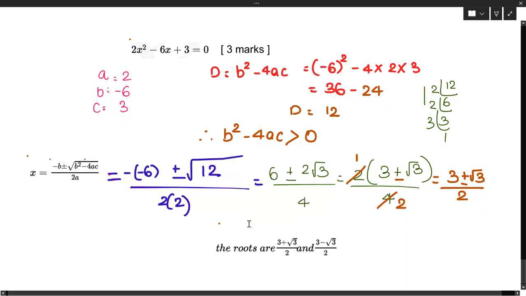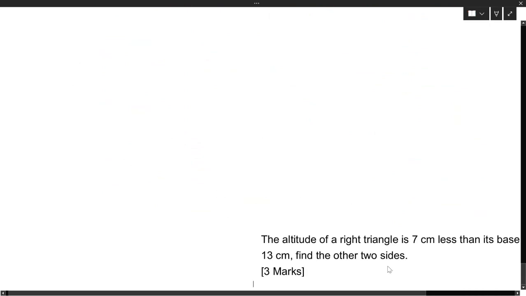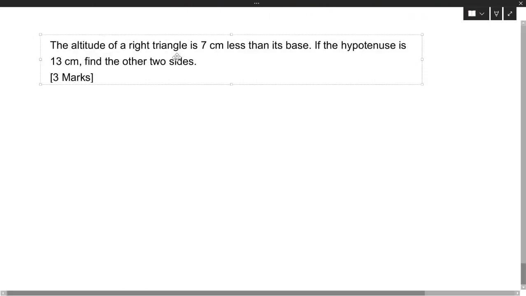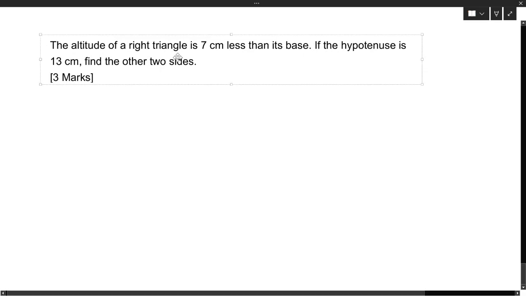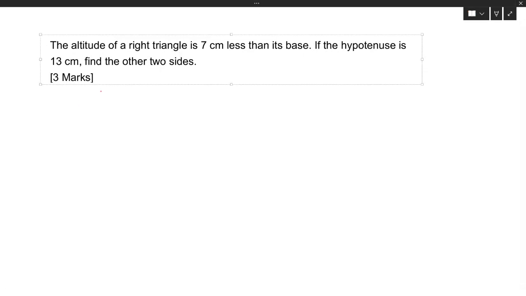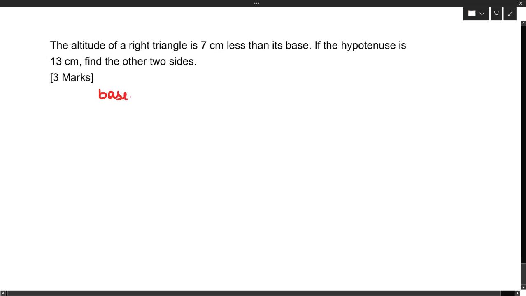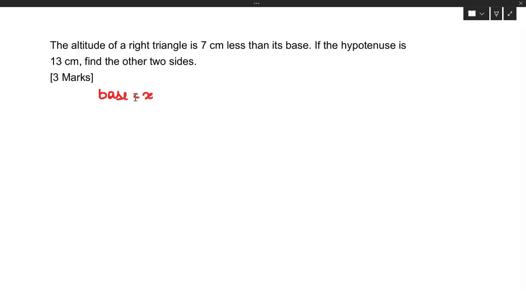The altitude of a right angle triangle is 7 centimeter less than its base. If the hypotenuse is 13 centimeter, find the other two sides. Then its base. They are comparing it with base. Altitude is height.